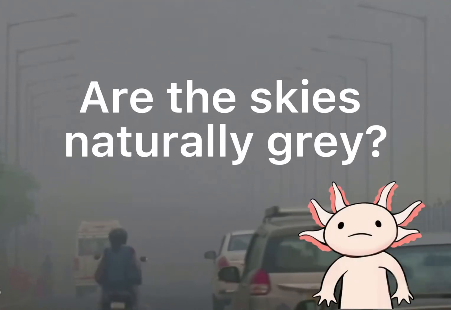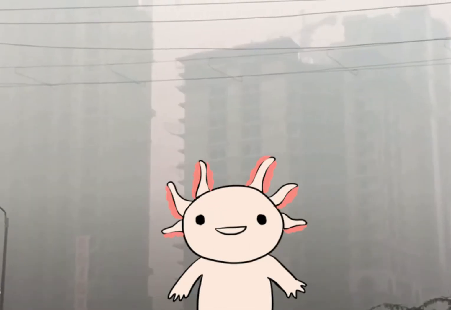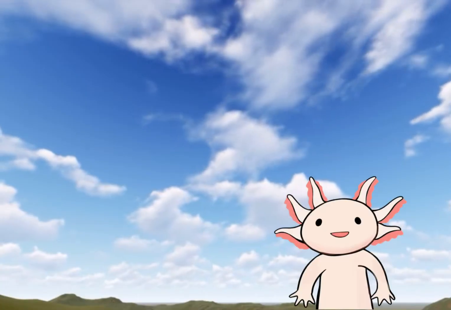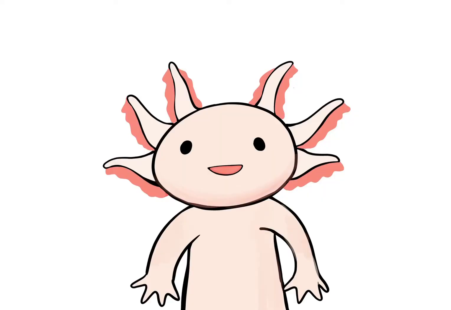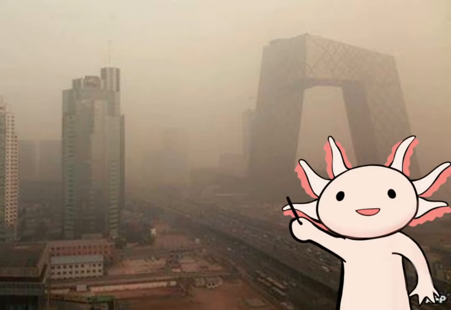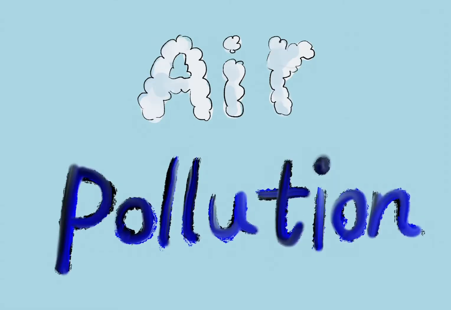Are the skies naturally gray? I used to think about this question when I was in primary school. But look at these pictures I took while traveling. So if we do live on the same planet, how come some people's sky look like this, while others look like this? This all resulted from one thing: air pollution.